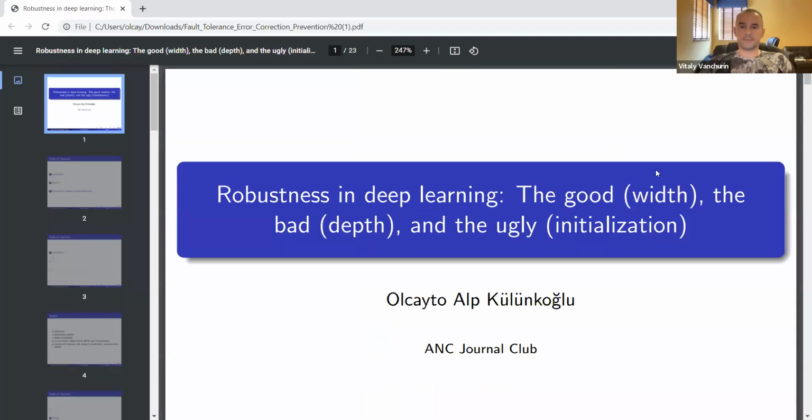Okay, so the topic today is my presentation of a paper called Robustness in Deep Learning: The Good, the Bad, and the Ugly.